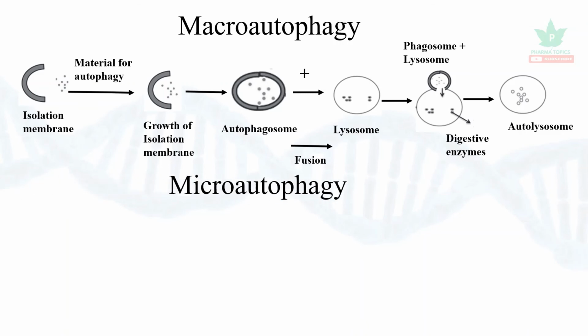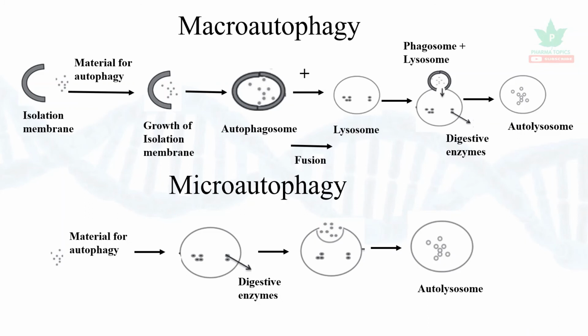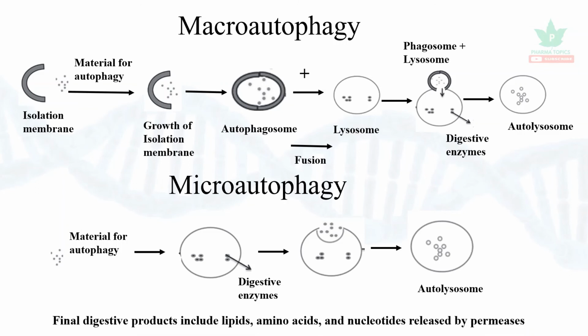Microautophagy is a smaller version of macroautophagy. Here the material for autophagy is taken by the lysosomes with the digestive enzymes. Autolysosomes digest the defective organelles or the proteins. Final digestive products of the autophagy include lipids, amino acids and nucleotides, which are released by permeases into the cytoplasm.